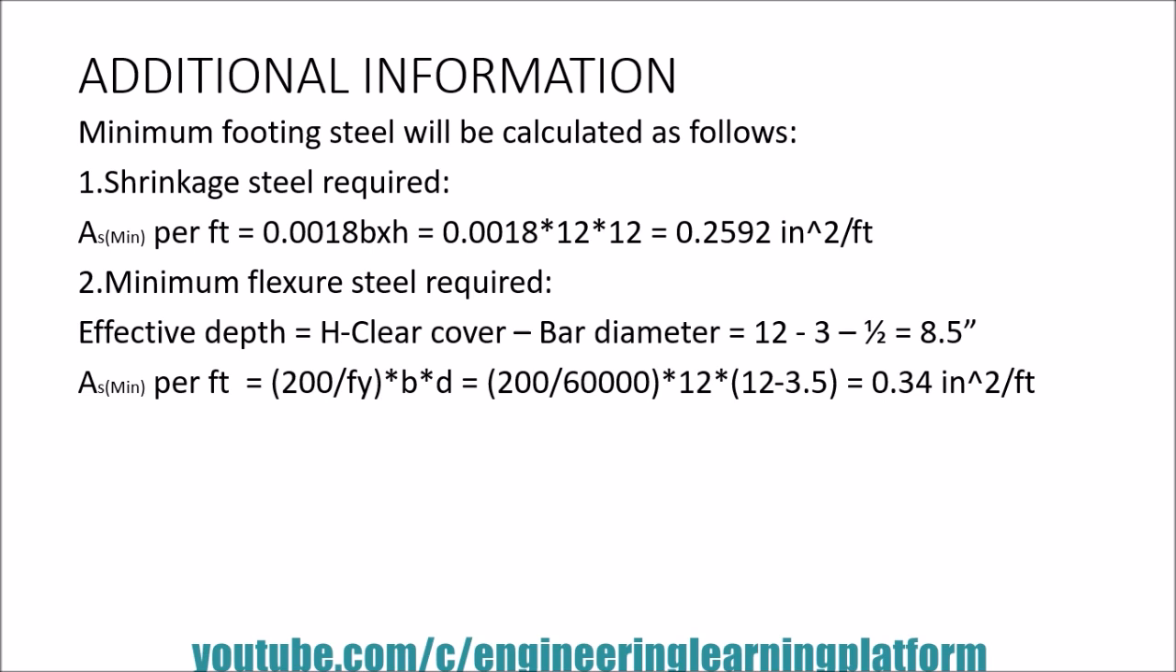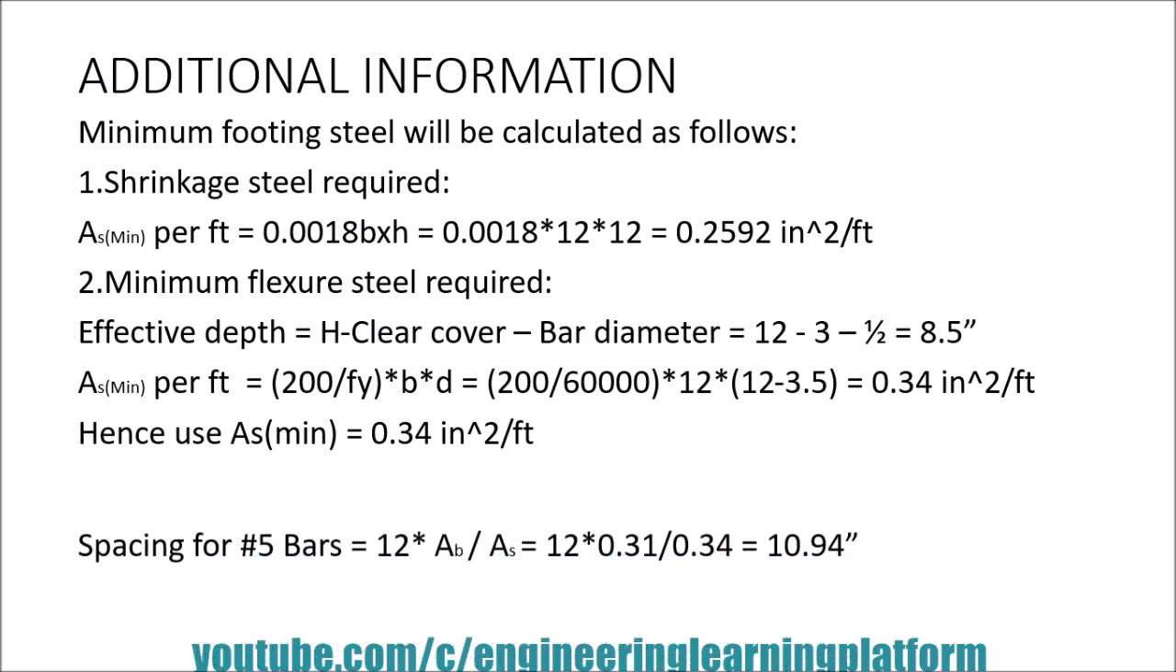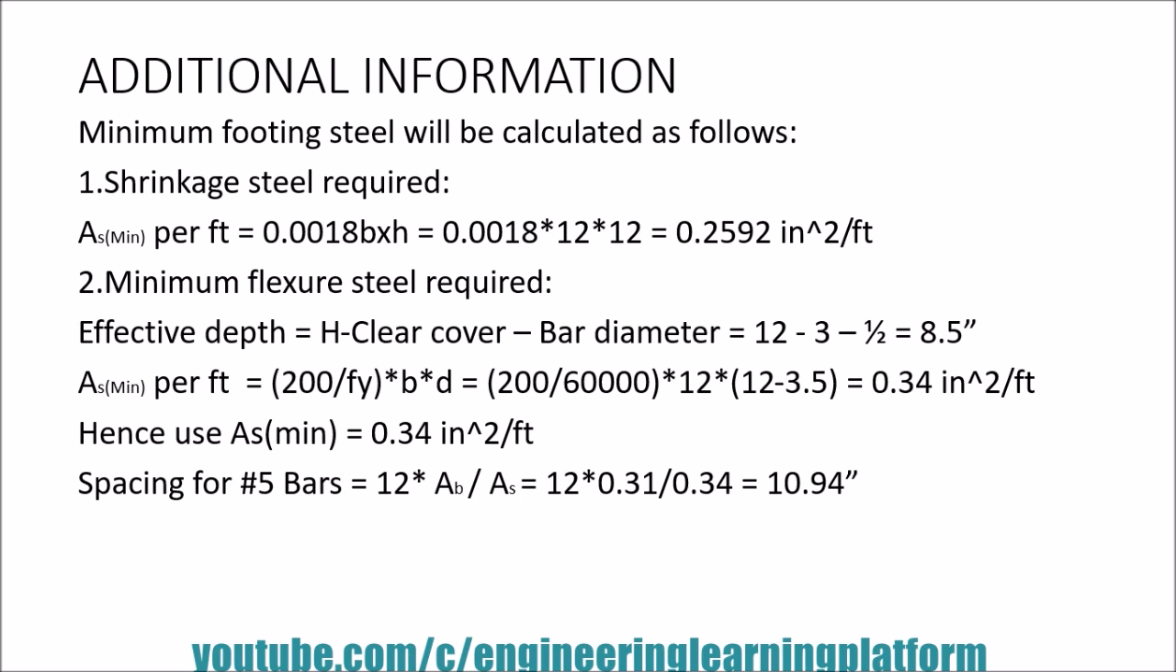Since we were using number 4 bar, AS minimum as per flexure requirement is coming out 0.34 inch square per foot, which is higher than shrinkage steel requirement. Hence, governing is AS minimum due to flexure. So the spacing is calculated as 12 times area of bar divided by area of steel.